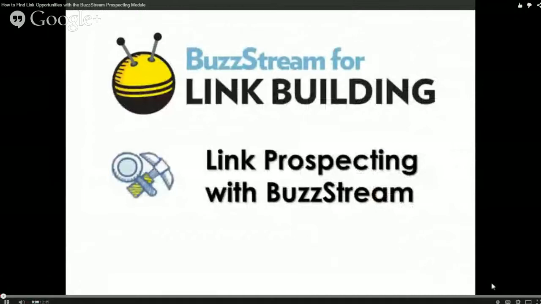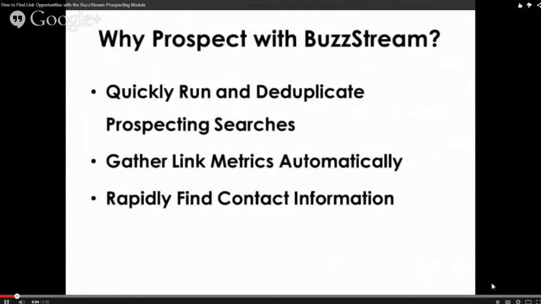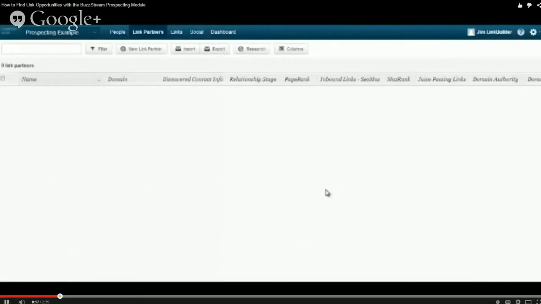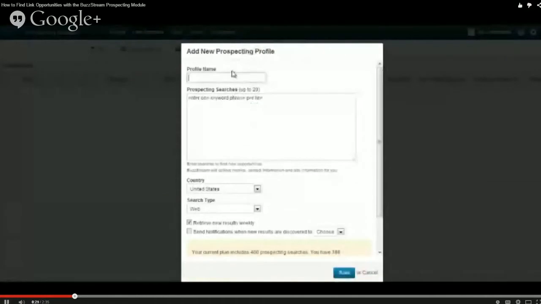Hi, I'm Paul, and today I'm going to show you how to use BuzzStream's prospecting module. BuzzStream makes your prospect research more efficient by deduplicating prospecting results, gathering link metrics for each site, and automatically searching for contact information. To use the prospecting module, first click the Research button. In this example, I'm looking for guest blogging opportunities for BuzzStream. So I'll use queries that find guest post opportunities in the online marketing space.